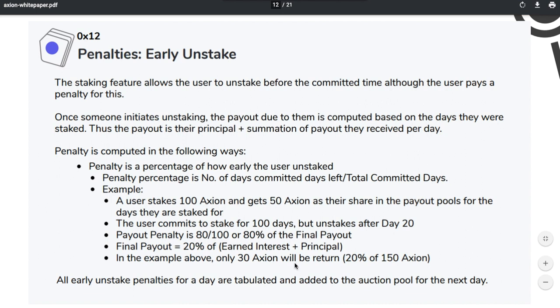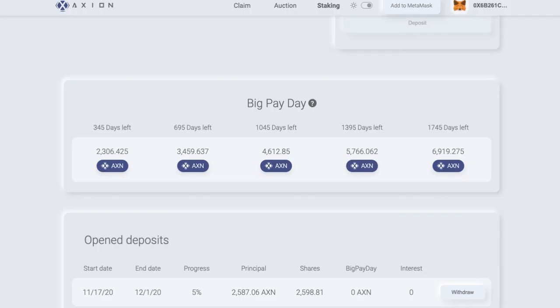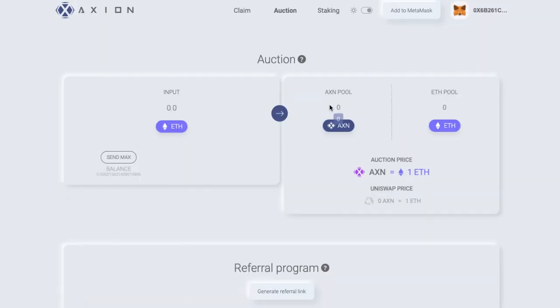The thing with Axion is it's great for getting rewards, but it penalizes people who break their commitments and unstake early, and those penalties go to the reward pool for all the rest of the stakers. All early unstake penalties for a day are tabulated and added to the auction pool for the next day. So if you unstake early, you're going to get massive penalties, it will impact your principal, and that will get added to the auction pool for the next day, which is on the other page. If we go to auction, it's going to get put in the auction pool for the following day.